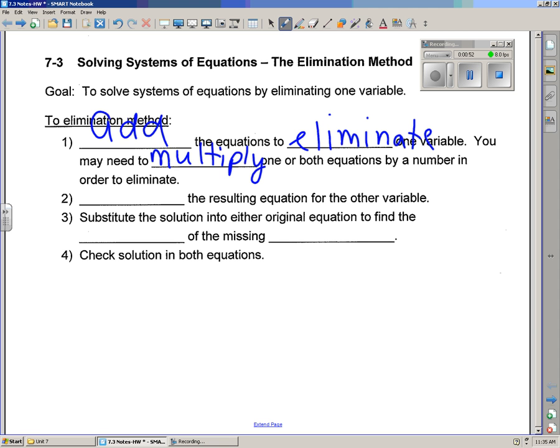So once you get everything set up to eliminate one of the variables, then you are going to go ahead and add those equations together. You're going to solve the resulting equation for the other variable that's left. Whatever answer you get, you're going to substitute that into either original equation to find the value of the missing variable. You should always check your solutions to make sure that you're right.